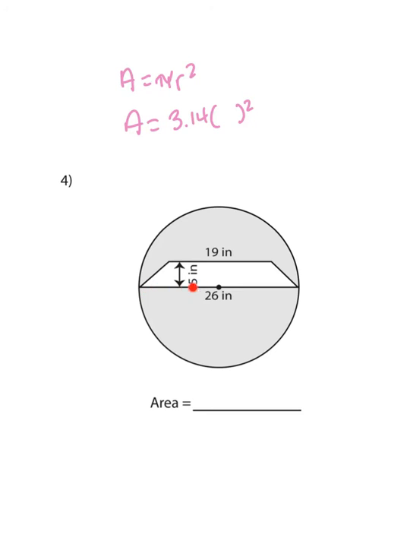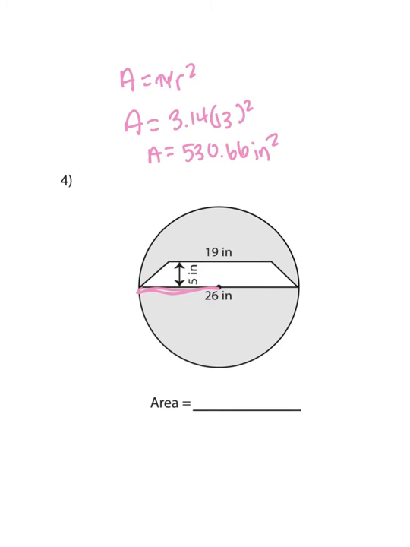So yes, that looks like the base of the trapezoid, and it is, but that's also the diameter of the circle. But I don't want the diameter for this formula, I want the radius. And the radius is going to be half of that. So that means the radius is 13. So I'm going to do 3.14 times 13 squared. And when I do that, I'm going to get area is equal to 530.66 square inches.